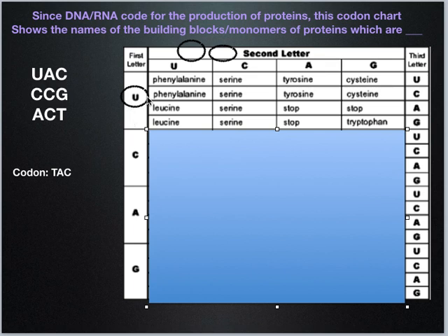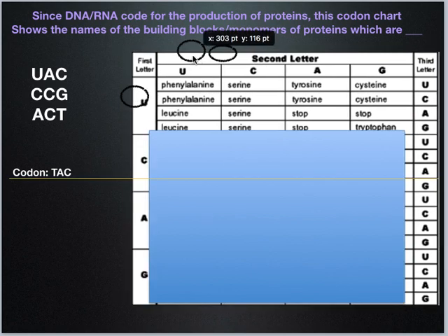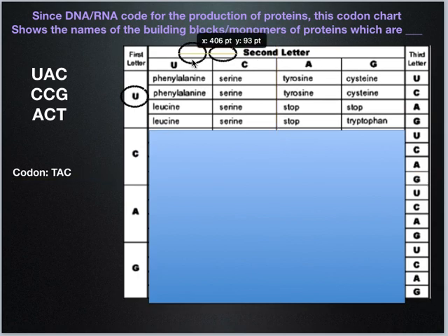So the first letter in the codon, I have a circle around U. The second letter in the codon is an A. So these columns going down refer to the second letter. So it says right here, my second letter is an A. So I'm going to pick up the black thing, there we go, and I'm going to drag the circle over to the A.